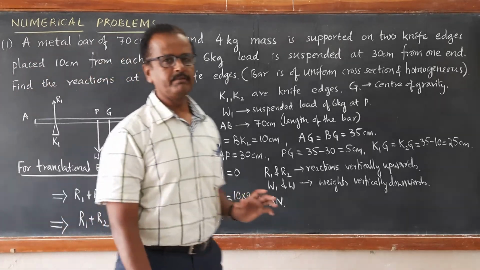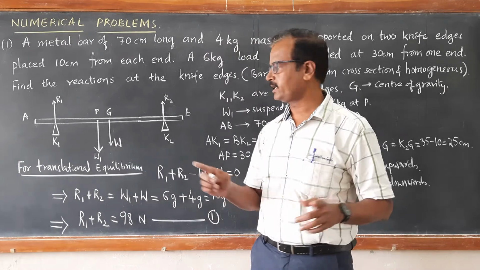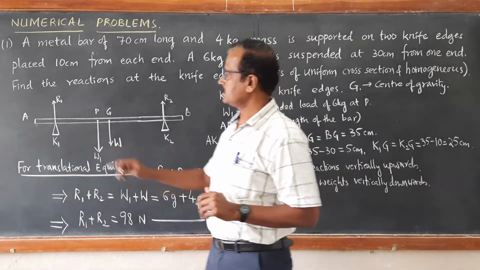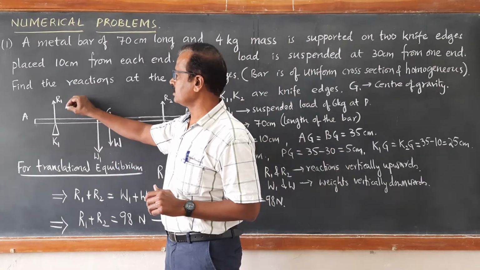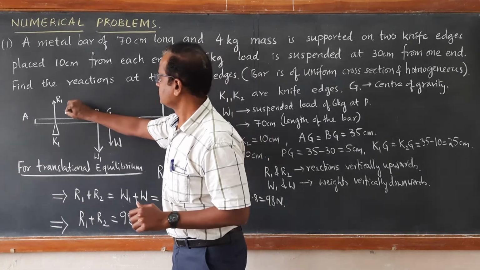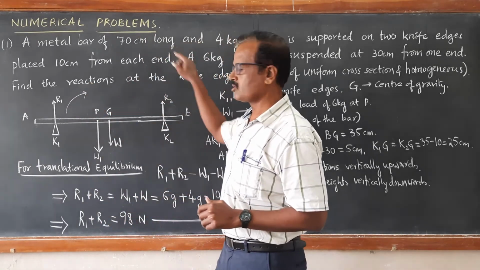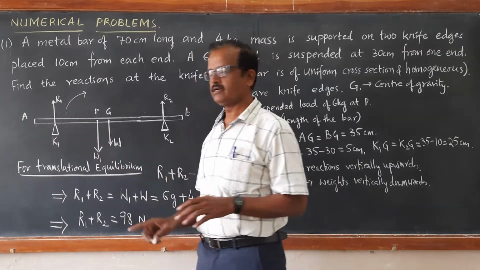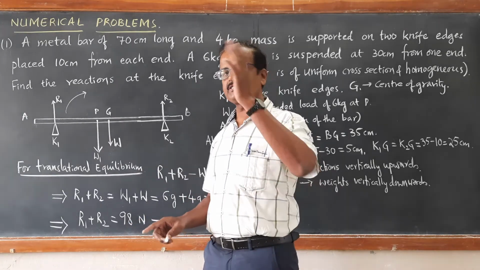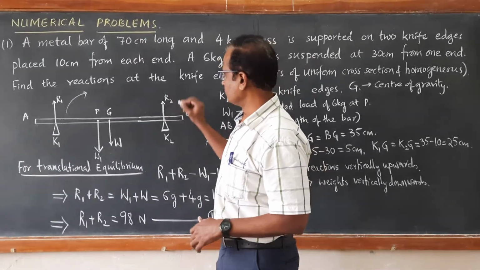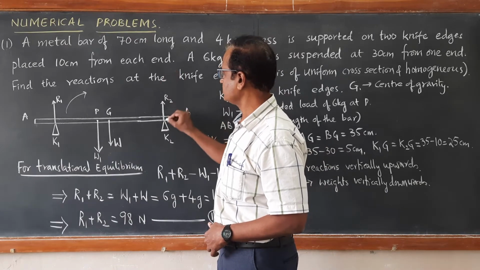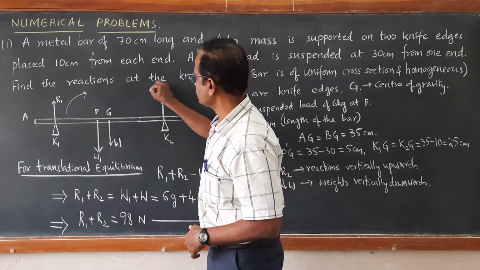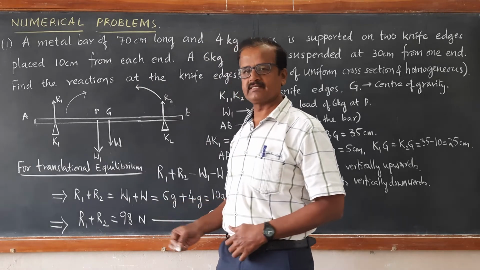So for the rotational equilibrium, the net torque acting at the center of gravity must be equal to 0. Look at the torques. The upward reaction R1 tends to rotate in the clockwise sense, so R1 into K1G gives you a clockwise torque. Similarly, R2 is the normal reaction in the vertical direction. So R2 into K2G tends to rotate in the anti-clockwise sense.